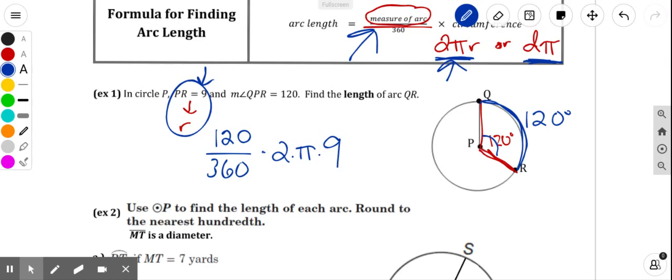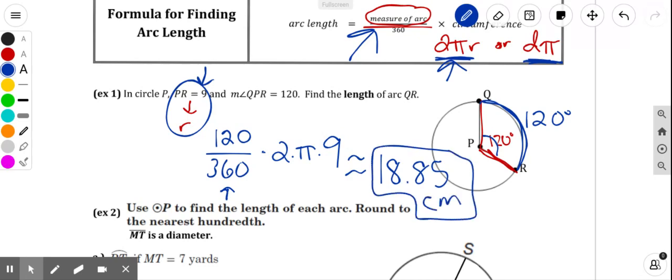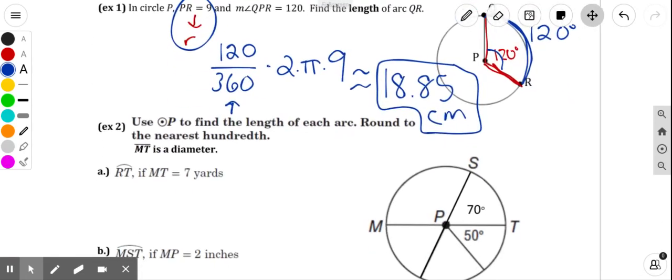Okay, now when you put this in the calculator, I would not suggest to put it in all at once. You're going to do this part first, the fraction. So in your calculator, you're going to do 120 divided by 360 equals, you should get 0.3 repeating. Leave that decimal in your calculator and hit times 2 times pi times 9. You should get about 18.85. So double check that you're getting this same number in your calculator. If you can't get the same answers as me, make sure you shoot me an email and I can figure out what's going on depending on what calculator you're using. Okay, so that's the first example.